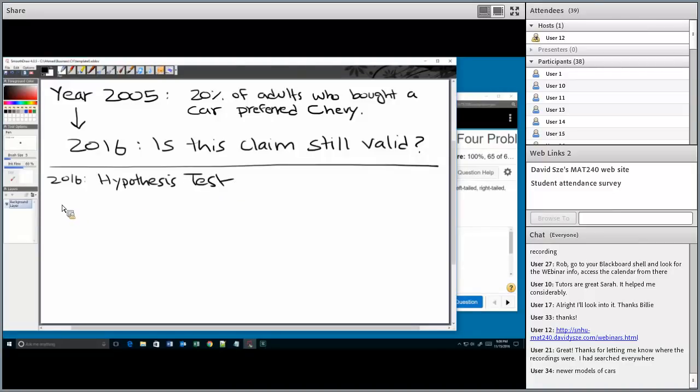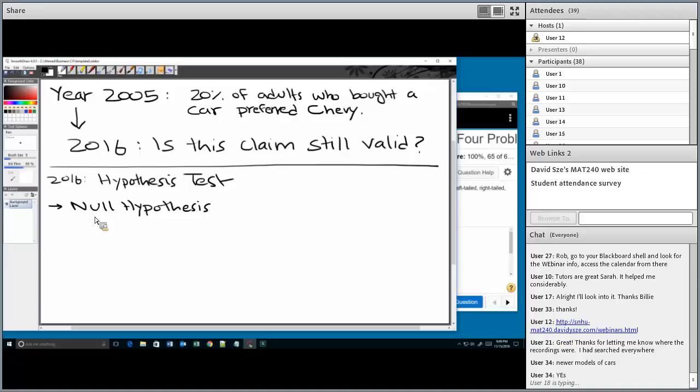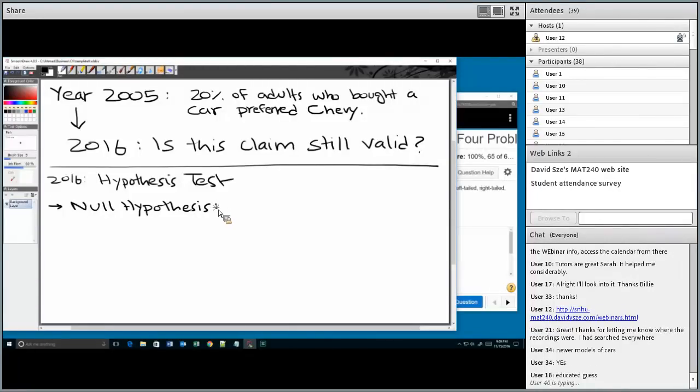Hypothesis test. And in the hypothesis test, we can call the null hypothesis. I mean, I'm sure you all know what a hypothesis is, right? But this is something new. Null. What does null hypothesis mean? Null hypothesis essentially means that whatever claim that was made in the past originally is still true.